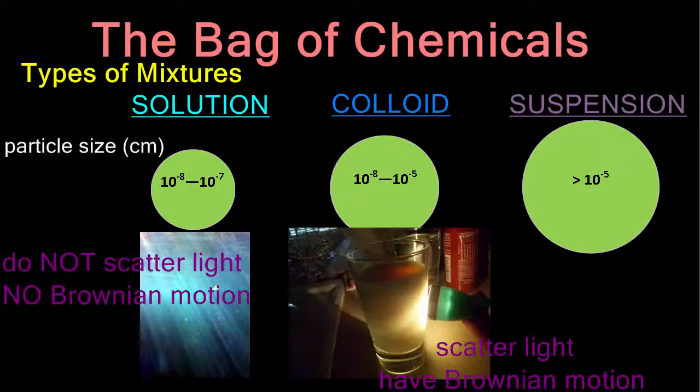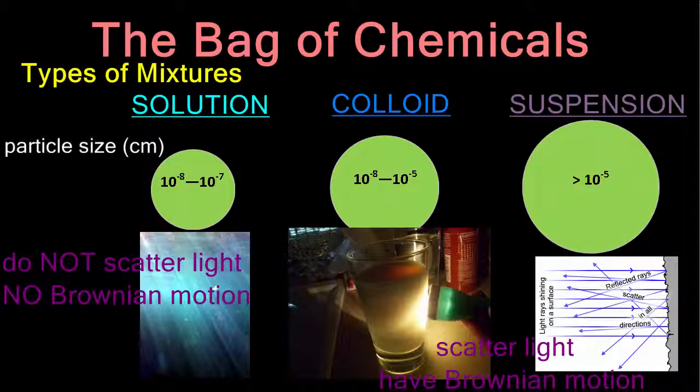Colloids and suspensions, on the other hand, do scatter light as a result of the Brownian motion of their larger particles. Milk is an example of a colloid. You can see that light passes through somewhat, but the beams of light are affected. Suspensions have particles so large that light is blocked altogether. All light beams are reflected.